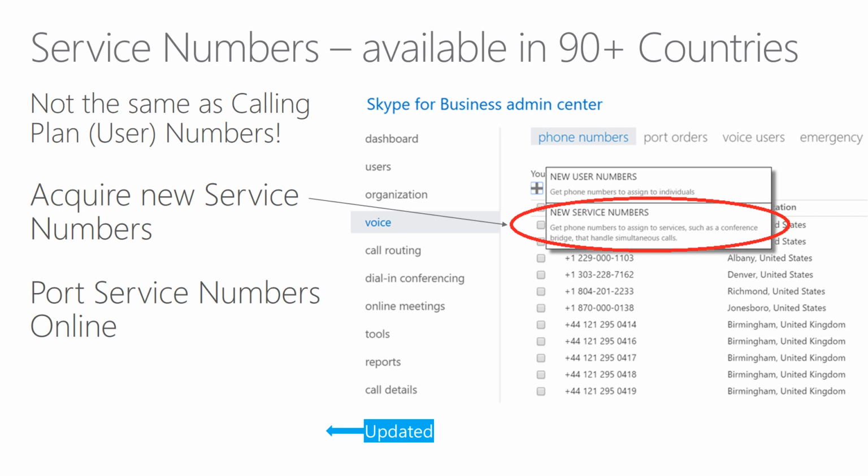So if you want to configure a Microsoft hosted phone number, you must have a service number. These are not the same as the calling plan user numbers. You can acquire new service numbers under the voice phone numbers tab and press the plus button, or you can just port service numbers to online.